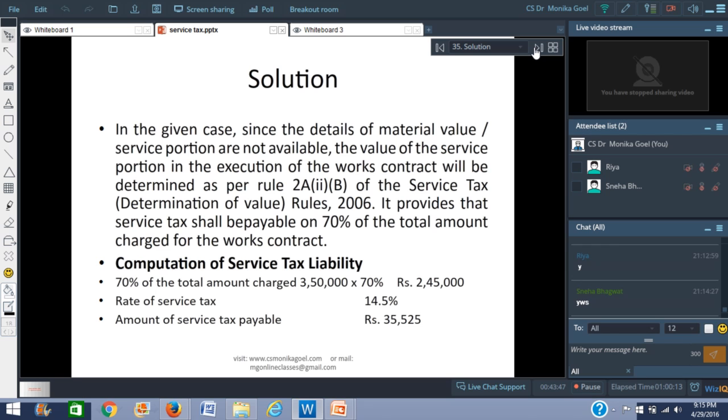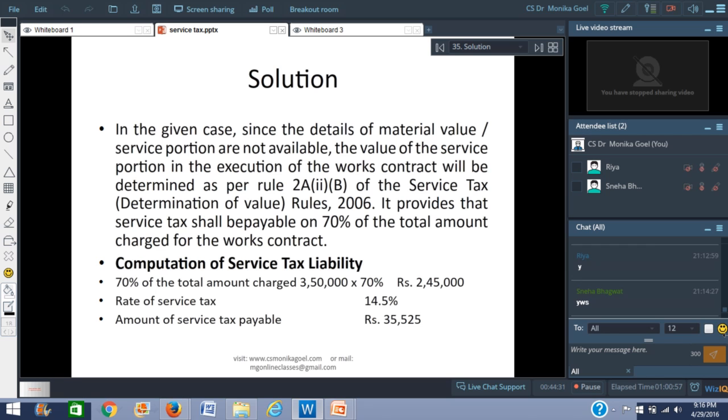Now, if you look at those rules, they have given a composition scheme kind of, where they say that wherever there are certain services which are provided with respect to immovable property, depending upon whether the land is being transferred or not. If the land is not there, then they have a particular ratio, and otherwise the ratios are different. So in this particular situation, because land is not getting transferred, it's simply a contract for repair and maintenance, 70% of it is considered as the service portion, right? So that means 70% of 3,50,000, that is equal to 2,45,000, would be considered as service portion.